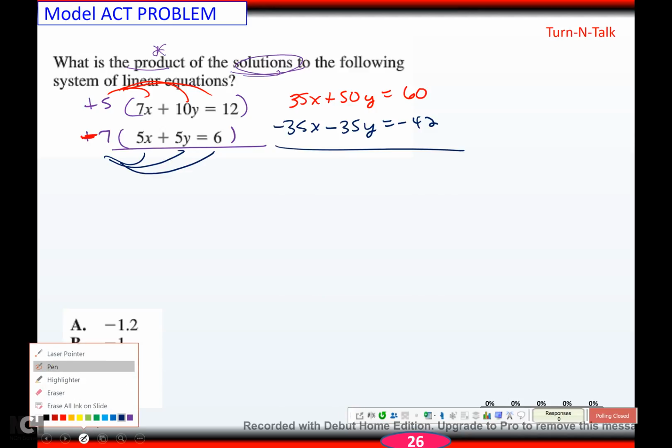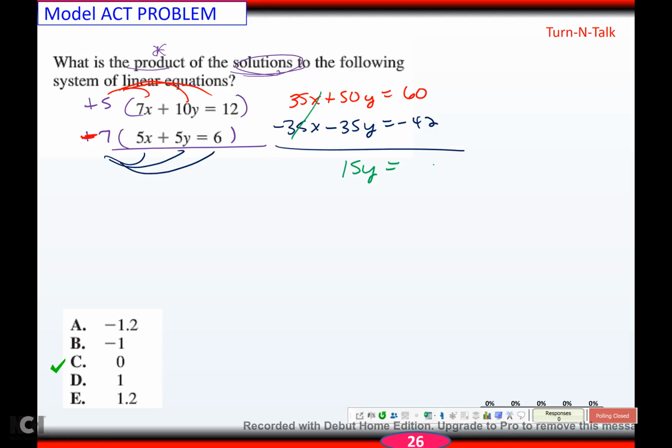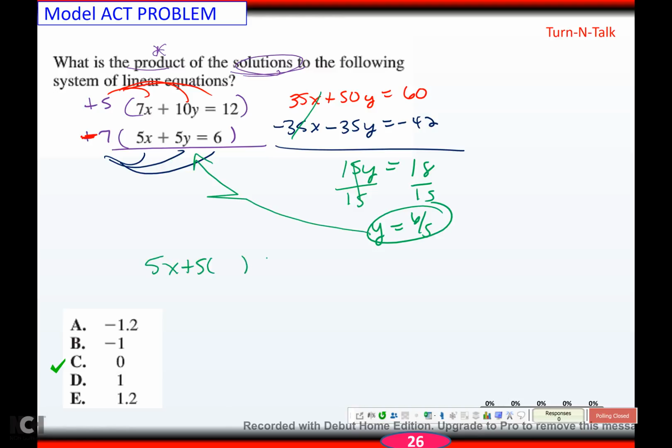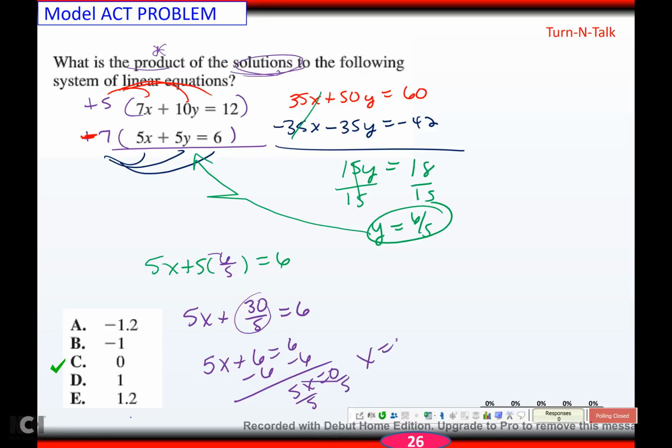And now when I add, the x's cancel. 50 take away 35 is 15y equals 60 take away 42 is 18. Divide by 15, and y equals 6/5 if I reduce. So now we're going to plug it back in. And I have 5x plus 5 blank equals 6. And I'm going to plug in 6/5 there. Distribute the 5 first. So I have 5x plus 30 over 5 equals 6. And I could kill the fraction, except I noticed that 5 goes into 30 an even number of times, 6 times. Then minus 6, 5x equals 0, divide by 5, x equals 0.